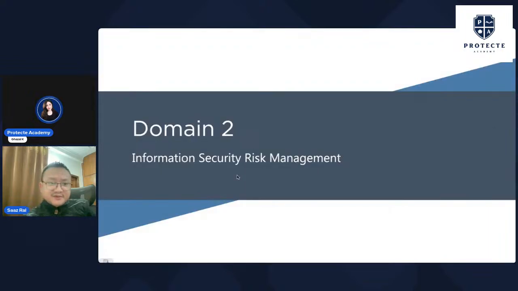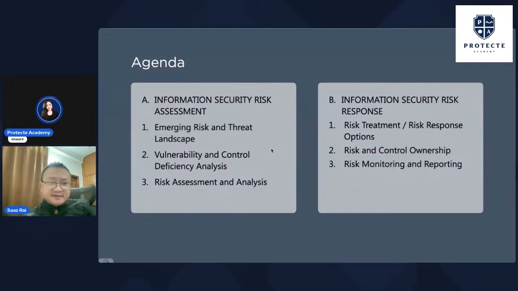The second domain, which is information security risk management, and as I mentioned, this is a very important domain where, as an organization, you need to be able to manage risk for your organization. As a security manager, you need to manage risk, and you understand what is risk.